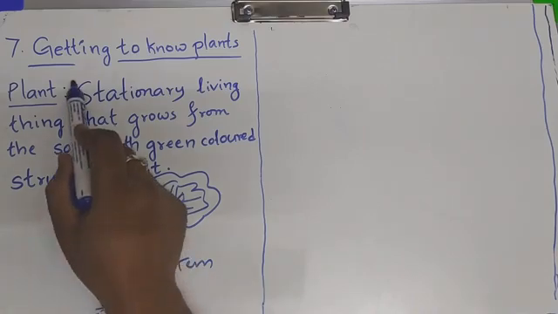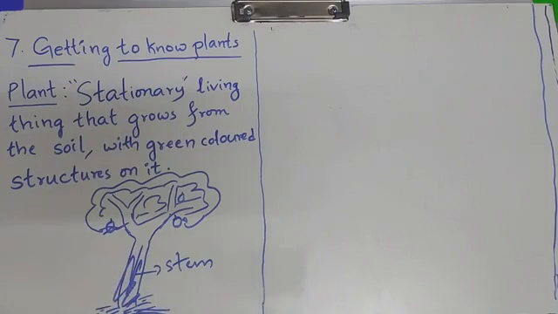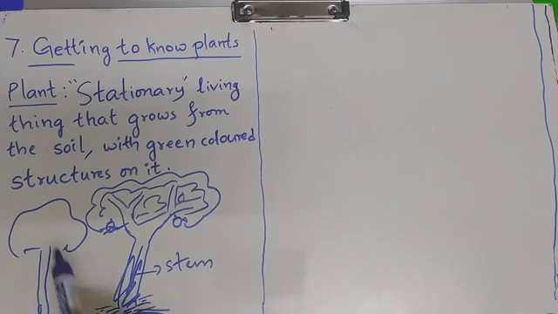Why are you calling a plant as stationary? Stationary means not moving. Do plants move? No. Plants do not move from one place to other place. Wherever they start to grow, there itself they grow bigger. They do not go anywhere from one place to another place. That's why plants are called stationary living things. And from where they grow? They grow from the soil.